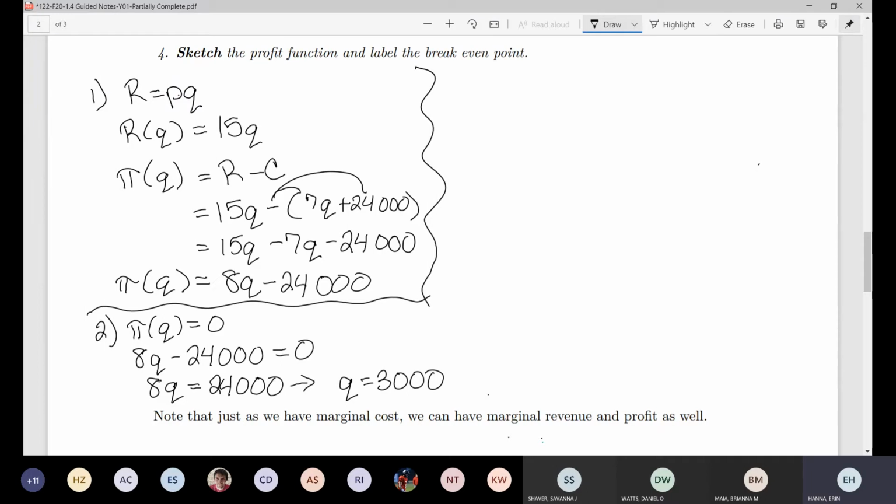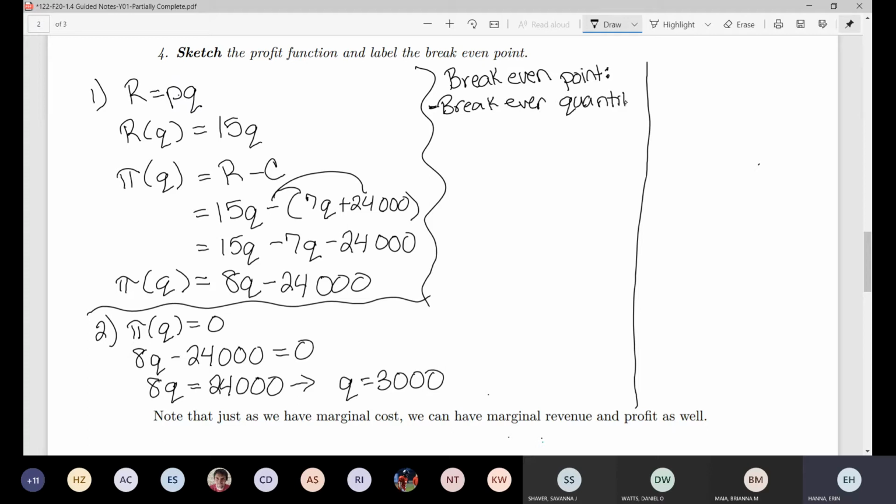Now, the thing that I had started writing the other day was that the break-even point is made up of 2 different things. It's got the break-even quantity, which is found by setting profit equal to 0 or revenue equal to cost. So that's like what we just found, this Q equals 3,000. That's the break-even quantity. But then there's also the break-even price as well.